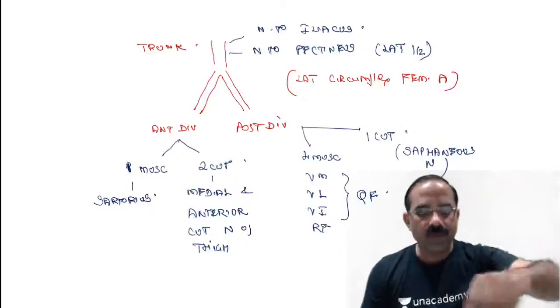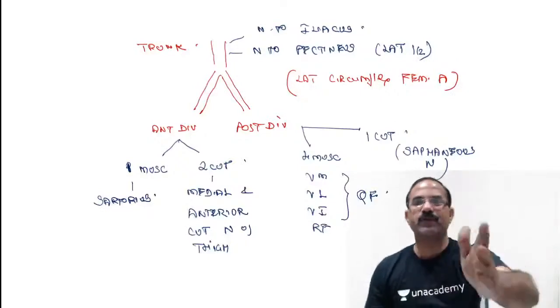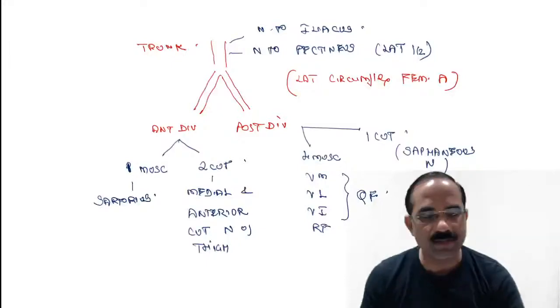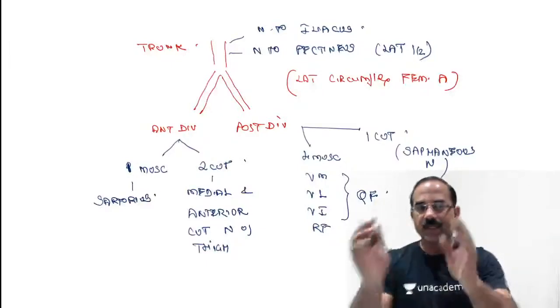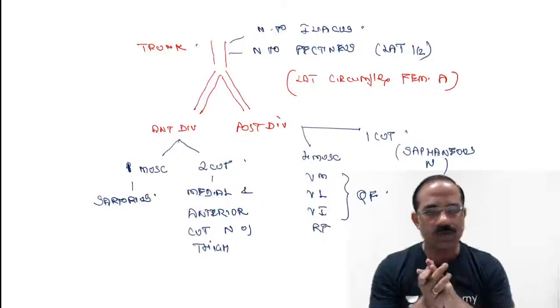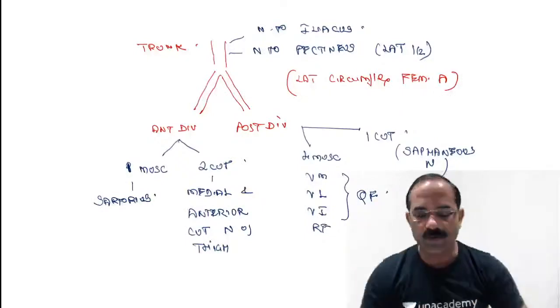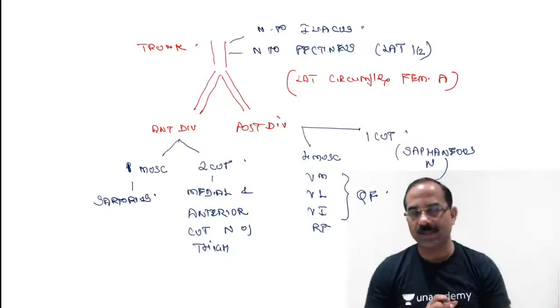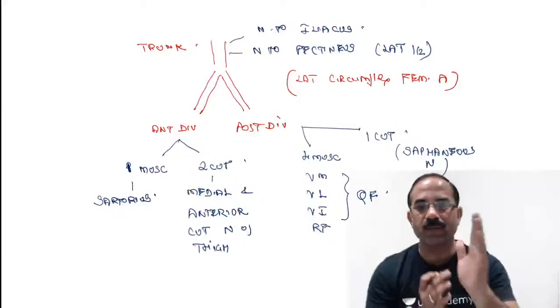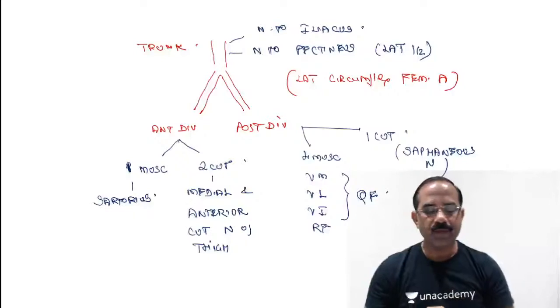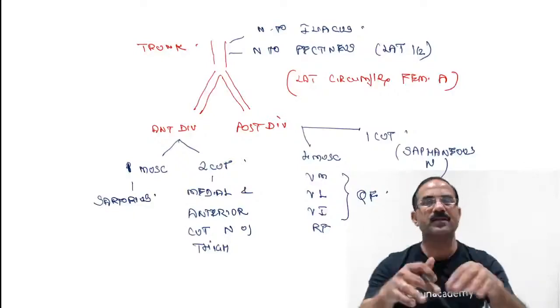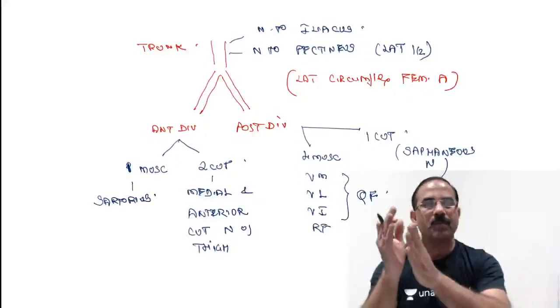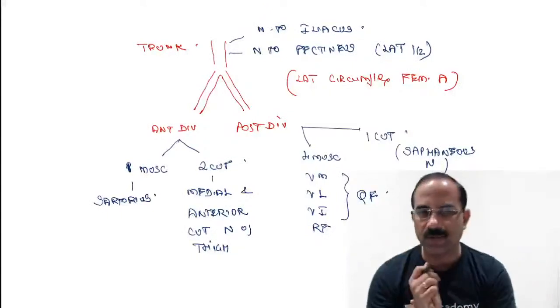Perfect. Tell me, who supplies the skin on the lateral aspect of the thigh? Anyone? Answer this. The medial aspect and anterior aspect are supplied by the femoral nerve. Who supplies the skin on the lateral aspect of the thigh? Come on, students, you can answer this. That's the lateral cutaneous nerve of thigh, and this is a direct branch of the lumbar plexus.